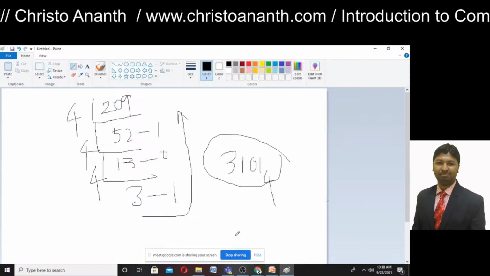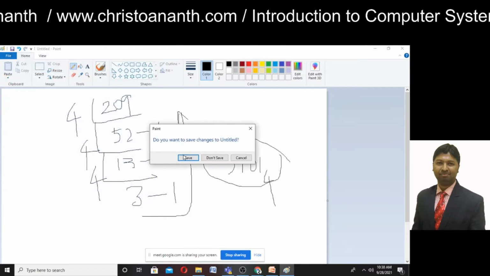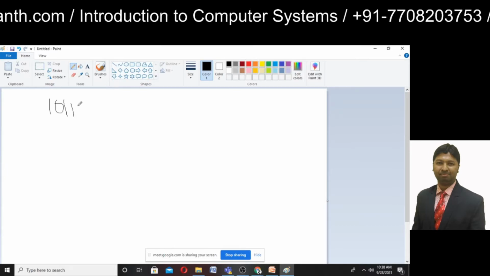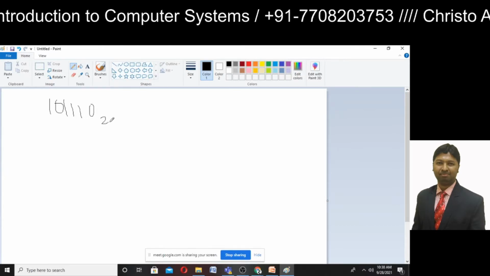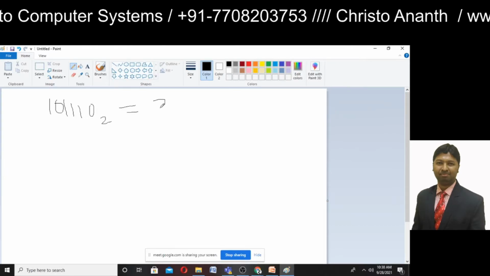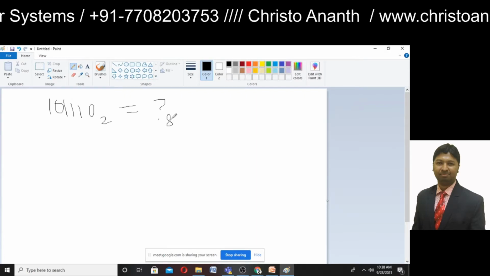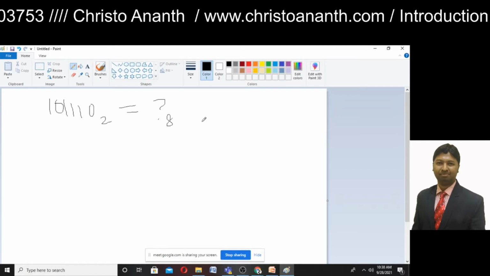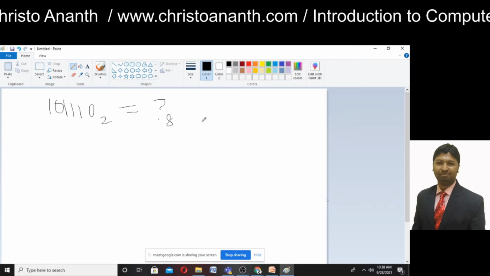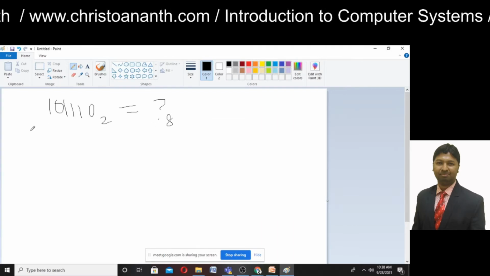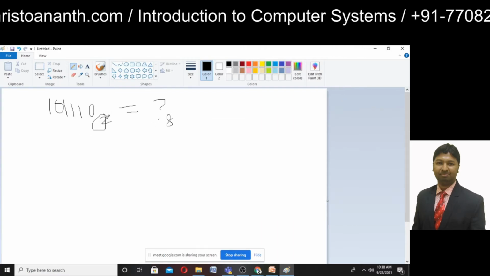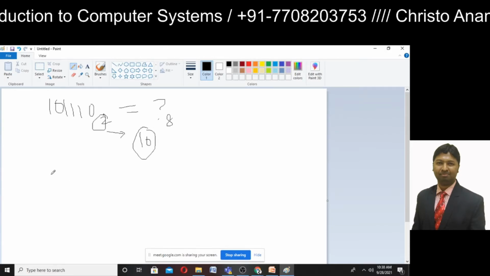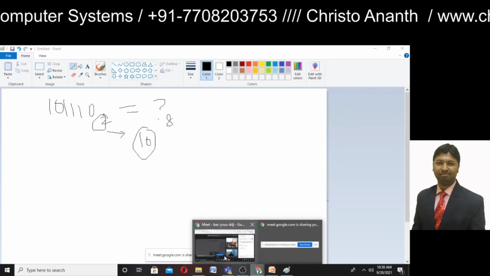Convert. Everybody is going to solve it. 110 to the base 2 equal to what to the base 8? That right now we are doing. So what is the first step? Convert this base 2 into base 10.